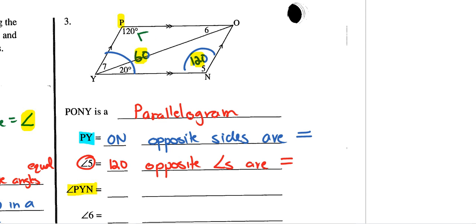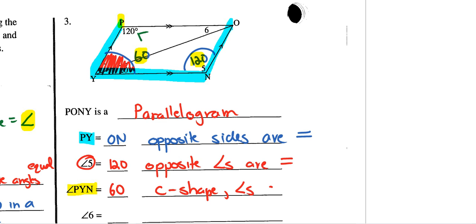And once again, this is basically the C-shaped rule, right? The C-shaped rule tells us that the corner angles there must add up to 180 degrees. So angle PYN, which is this entire part in red right here, is going to be 60 degrees, and I'll just say the C-shaped rule, angles add to 180 degrees. All right, and there are other ways to get angle PYN, but I feel like this reasoning is one way where you can quickly get the answer.